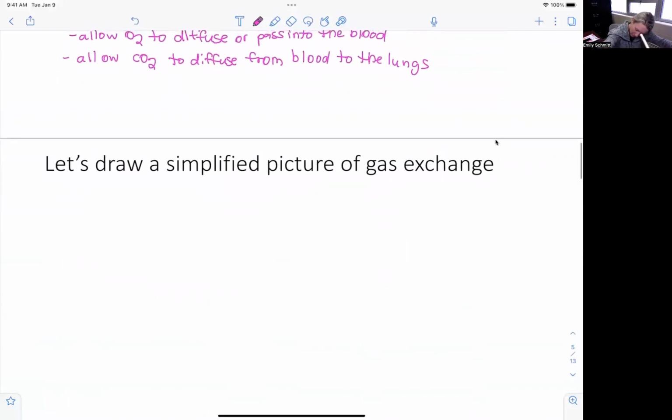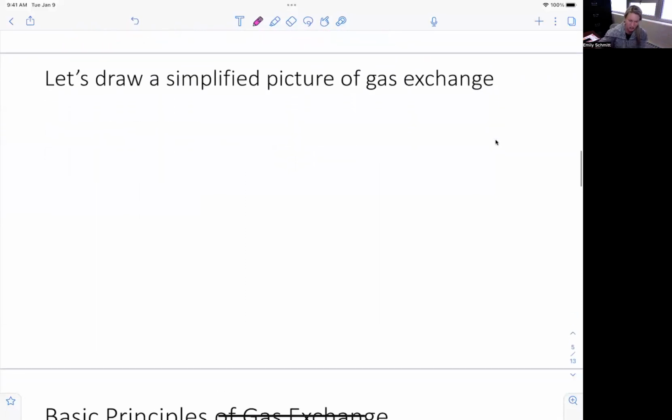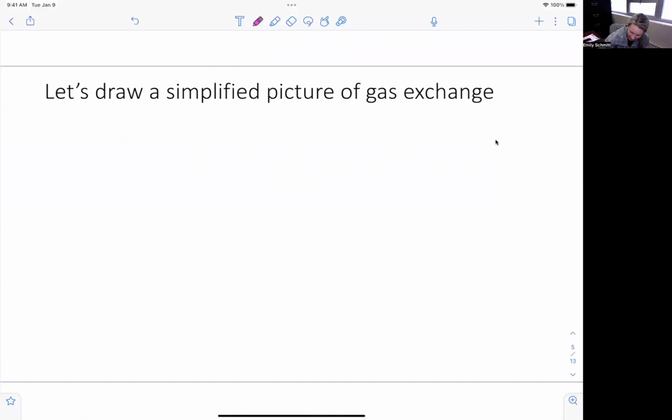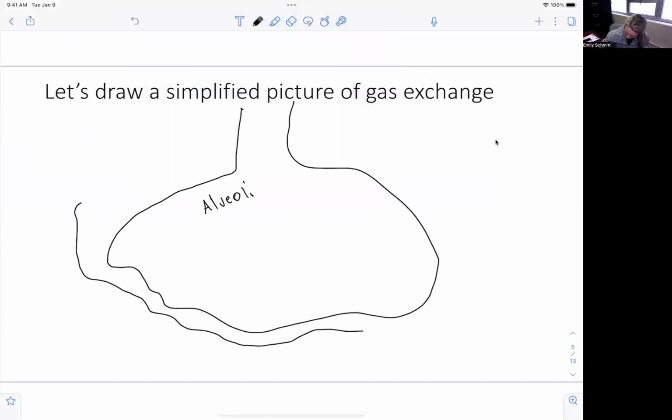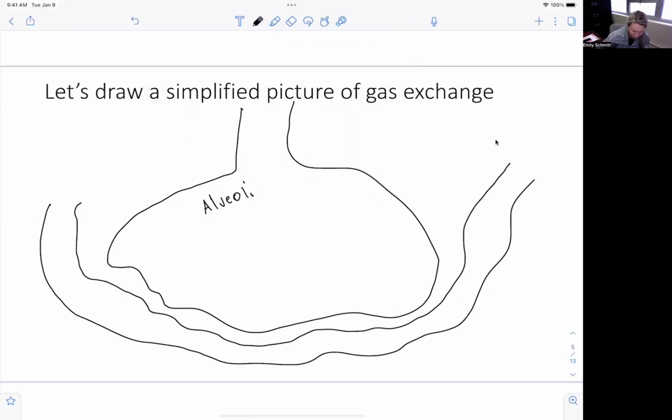So let's draw a simplified picture of gas exchange. So this will look a little bit not as good as the YouTube video that you watched, but I think it's always good to draw this out to really understand what's going on. So let's draw kind of our alveoli here. So this is our alveoli. And we'll kind of draw our arteries and veins, the blood, if you will.